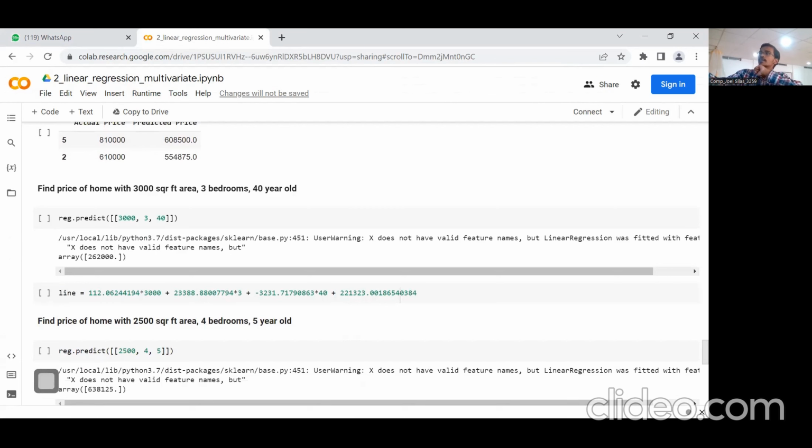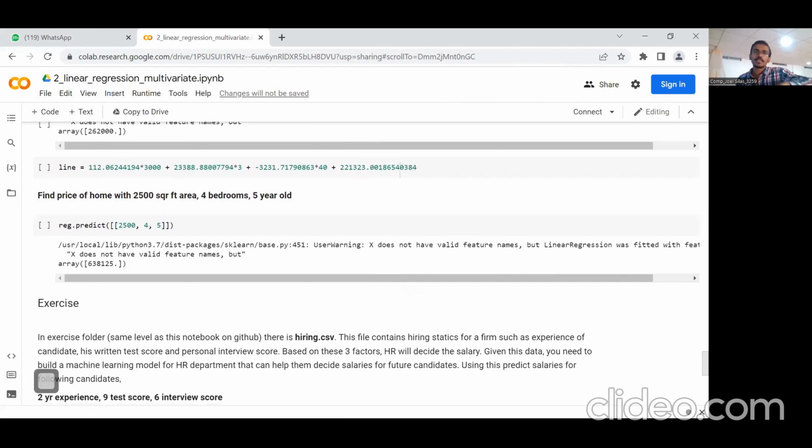And then we can predict for a custom input from the user. Then we'll see the remaining part in the next lecture due to restriction on time.